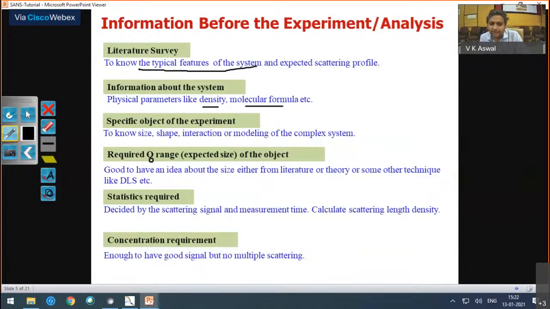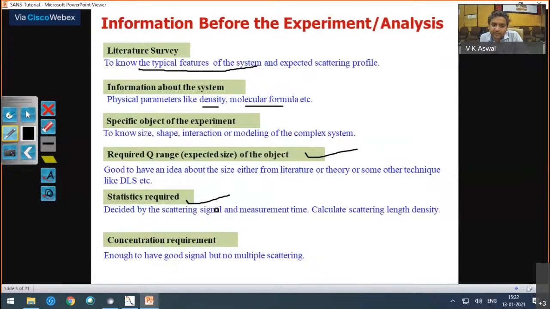Then another very important parameter is the required Q range. Suppose we have a long rod and our Q range is not sufficient to provide the information of the length of the rod, then there is no point in fitting the length of the rod. This will be another example I will take up. So we must know what length scale can be covered in the given Q range.